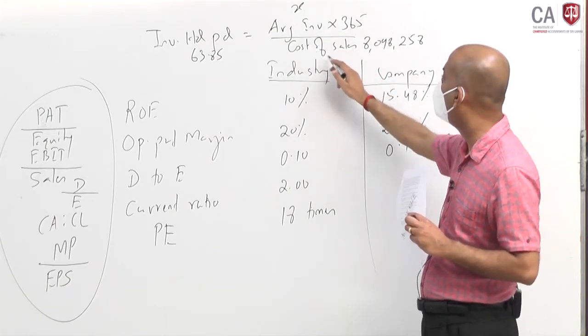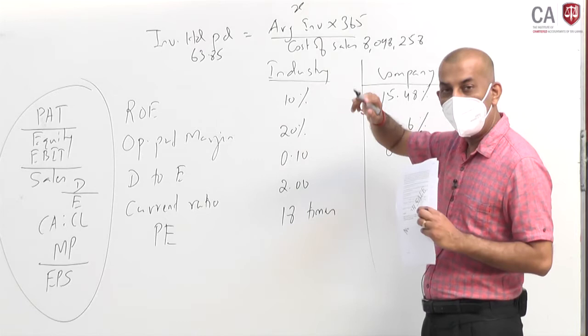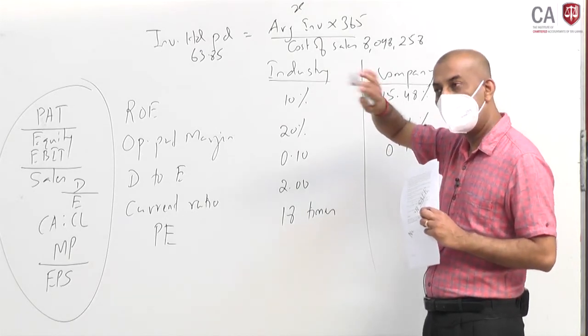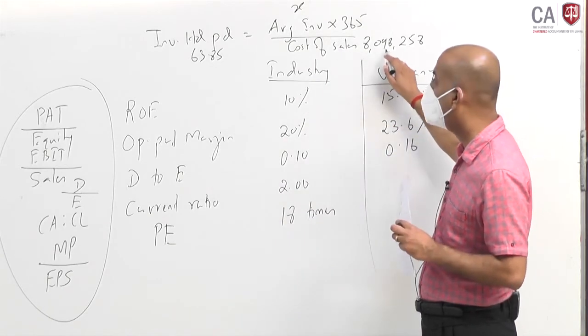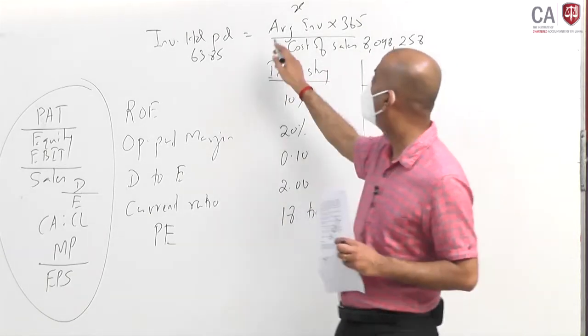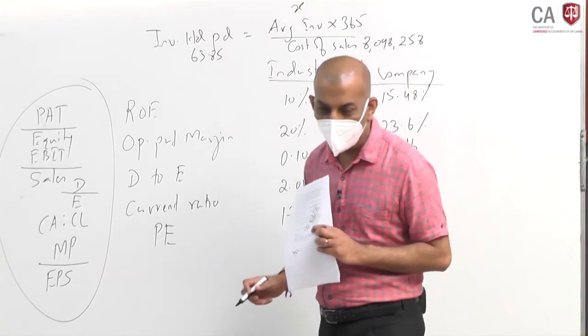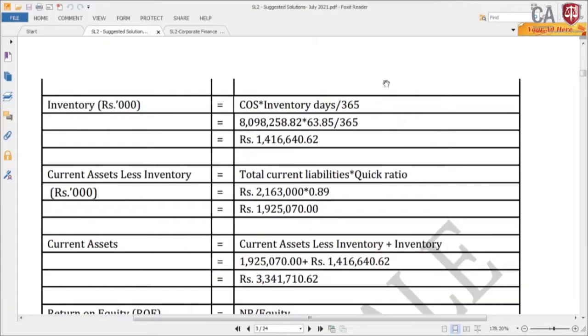365 multiplied and divided by cost of sales. Cost of sales we got from the sales. We deduct the GP margin or GP amount, then you get the cost of sales. So that is 8 billion. When you use this, you get the average inventory. The average inventory in the suggested solution, you can see, is 1.4 billion.